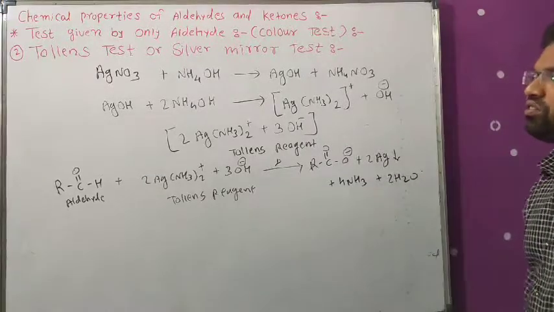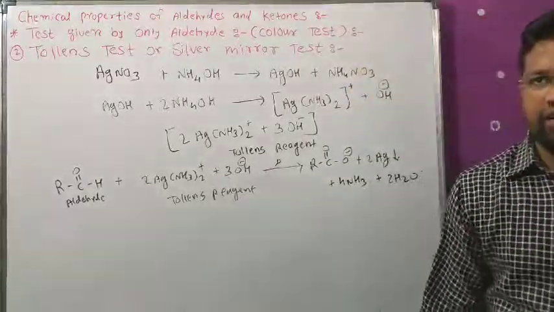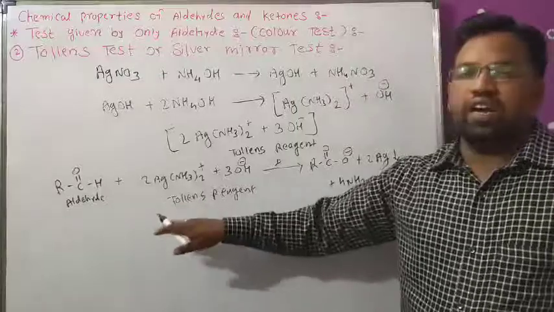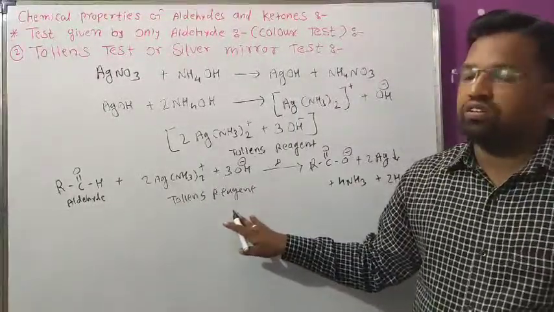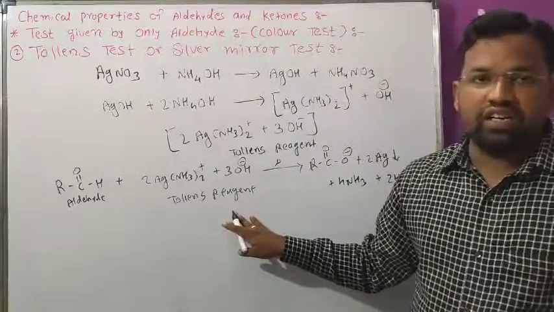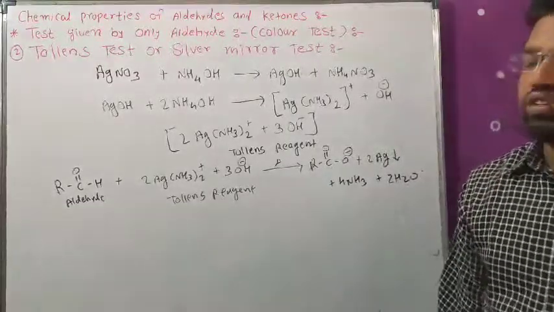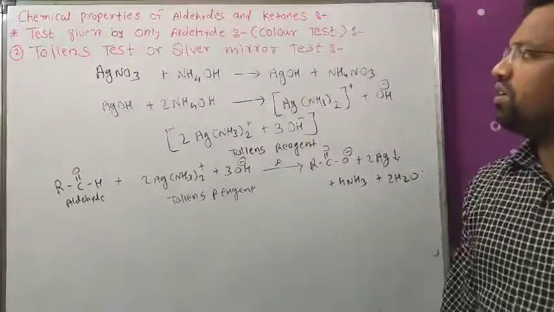Okay, so this is the simple reaction, that is the color test for the aldehyde, or the test given only by aldehyde. Only aldehyde gives the test with the Tollens reagent or silver ammoniacal reagent. But ketone does not show the reaction with Tollens reagent. Okay, so this is our second reaction.